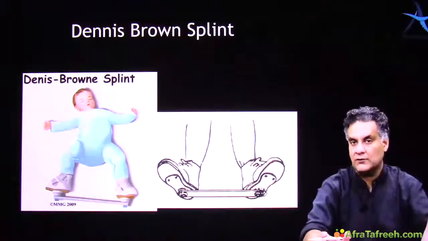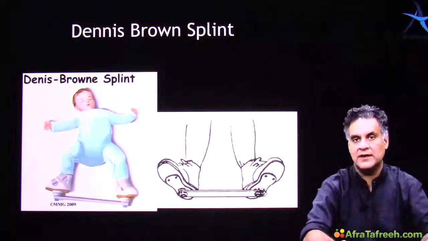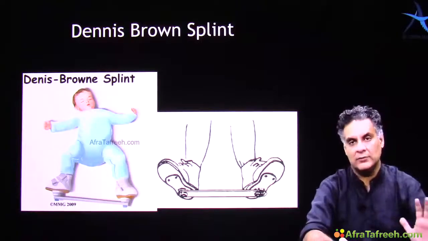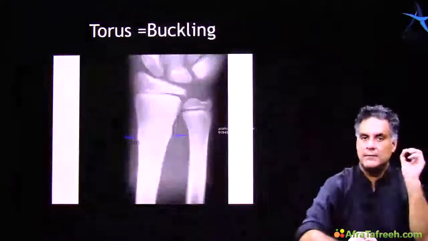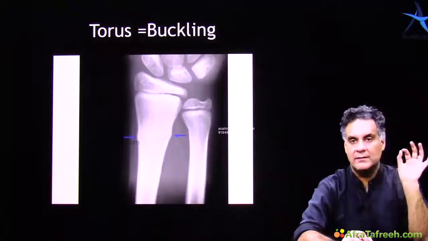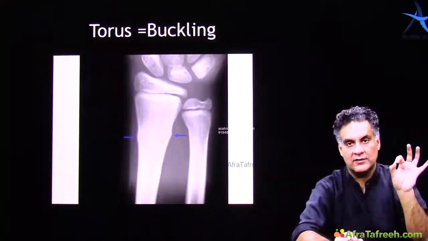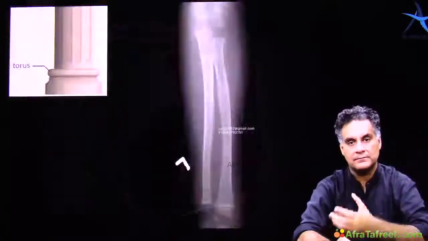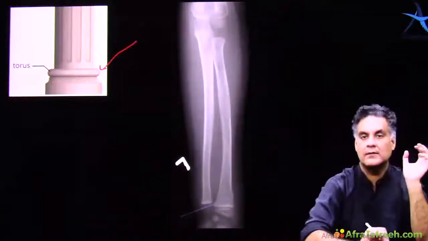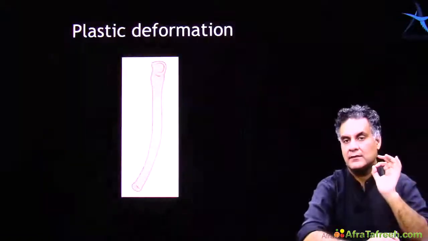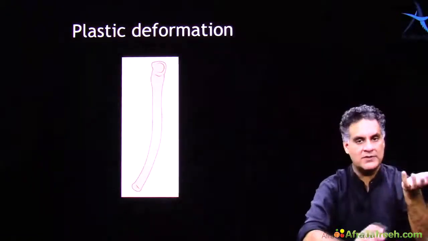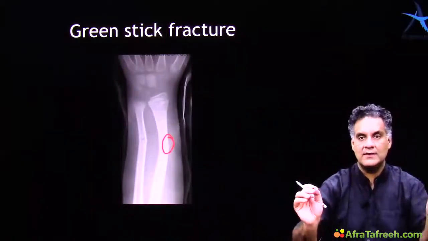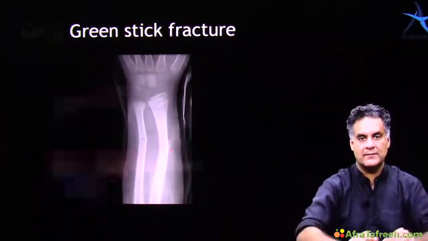And when the child is not walking, you put it throughout the day in a Dennis Brown splint up to the age of 6 to 7 years, because after that the recurrence chances go down. Pediatric injuries: when there is a buckling of the cortex, it's called a torus fracture. Torus is a bend at the base of a Roman pillar, just like this. And when there is bend without a break, plastic deformation, and when there is a break only in one cortex, green stick fracture. All these are common features seen in kids.